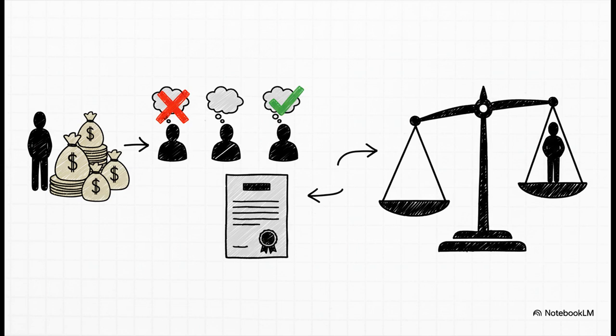And this is where money can make a huge difference. Someone with more resources can literally go expert shopping, hiring one professional after another until they find someone who gives them the opinion they want. And the court might just see that hired gun's opinion as neutral, objective evidence, when it's anything but.